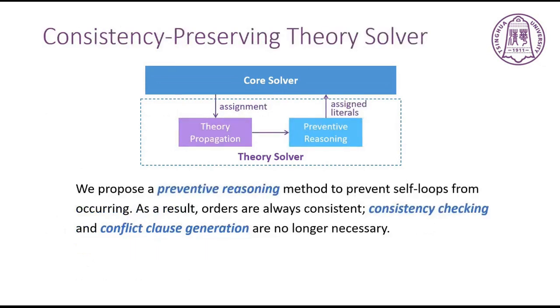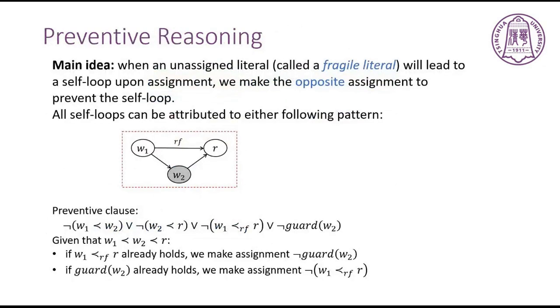However, our main contribution lies in an improvement of the theory solver. We propose preventive reasoning to prevent self-loops from occurring in advance, so that orders are always consistent, with no more need for checking and conflict clauses. The main idea is that if an unassigned literal will lead to a self-loop upon assignment, we call this a fragile literal and make the opposite assignment to prevent the self-loop.